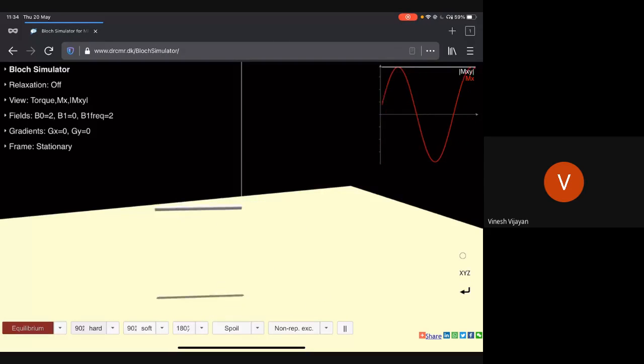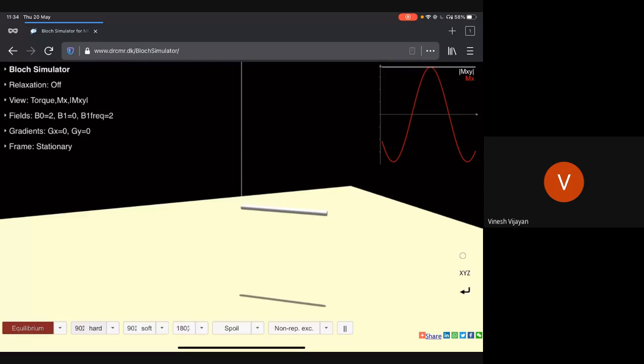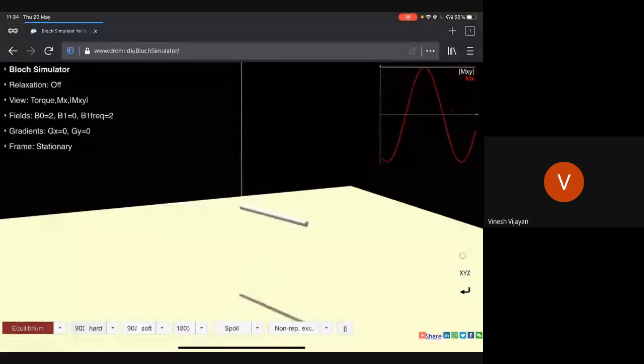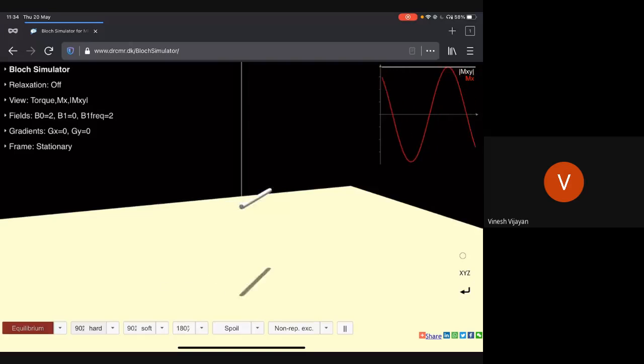Remember, the main external magnetic field is along the z-axis, and the magnetization that you see is in the form of the gray rod or the white rod. After I applied the 90 degree pulse, which I just clicked at the bottom, you're able to see the magnetization tilted, precessing above the main magnetic field. The moment it starts to precess, you see on the top right corner a signal in the form of red oscillations that come up.